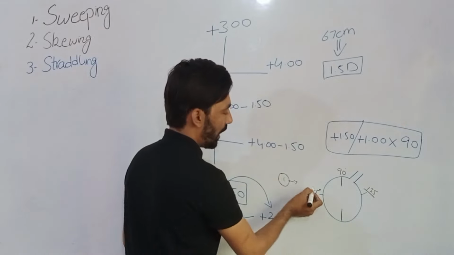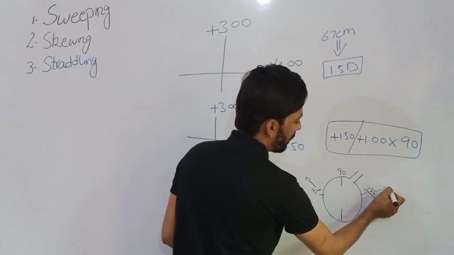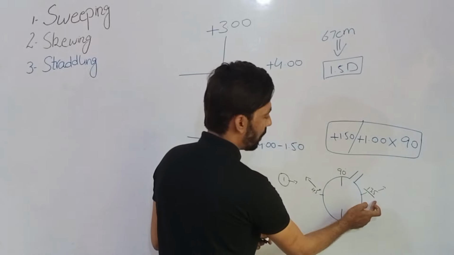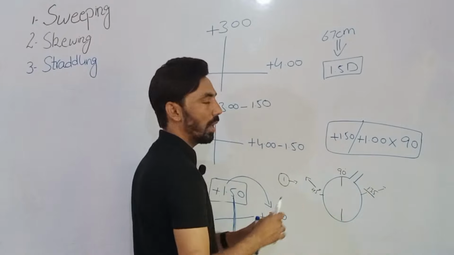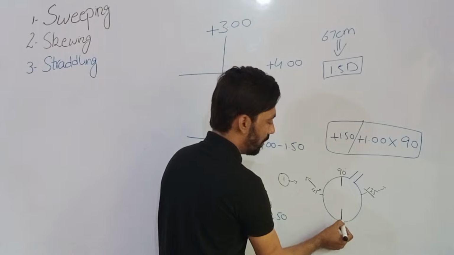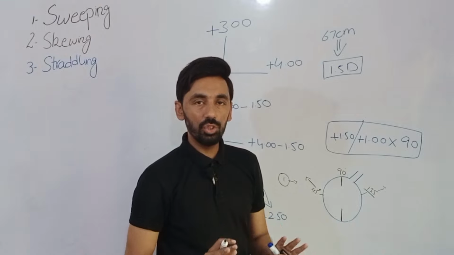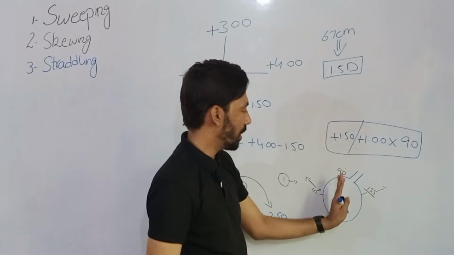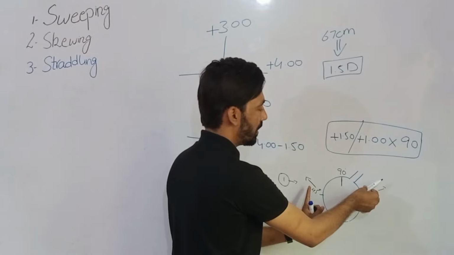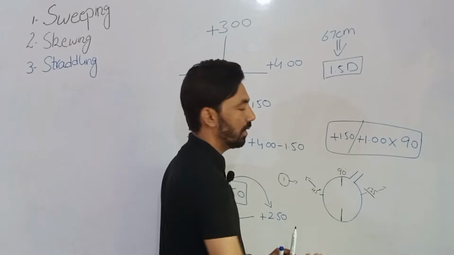Suppose my streak was at 45 degrees and then at 135 degrees. If the thickness of the reflex in both of these meridians, 45 degrees and 135 degrees, was the same, then the axis which is already placed at 90 degrees is fine, right? We will not change the axis anymore. The axis at 90 degrees is corrected if the reflex thickness is the same at both meridians, then the axis is already best corrected.